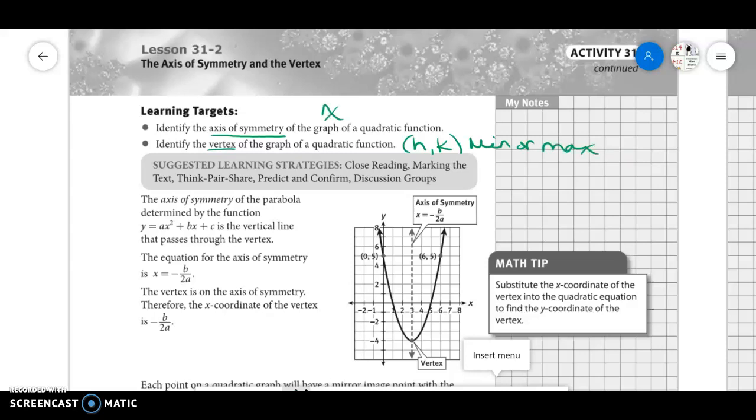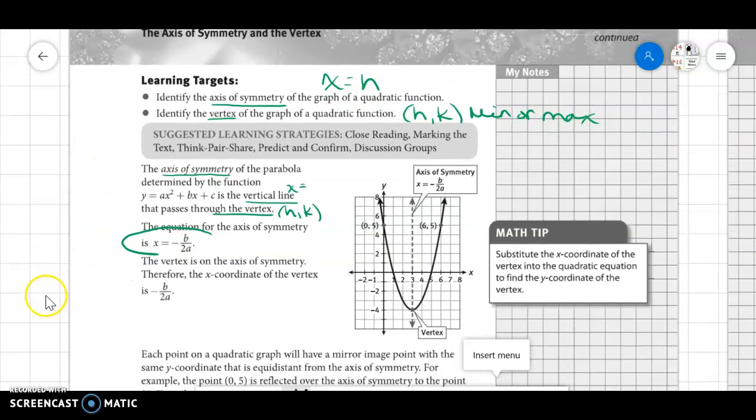And your axis of symmetry is always x equals, and it is the h of your HK. So we did this before break, but some of us struggled with this, so I want to show you in a different way. The axis of symmetry of the parabola is determined by the function y equals ax squared plus bx plus c, and is the vertical line, which is why it is an x equals equation, that goes through the vertex, which remember is your HK. So our equation is negative b over 2a. The vertex is on the axis of symmetry, and it is the x coordinate of the vertex. That is why we have x equals negative b over 2a.